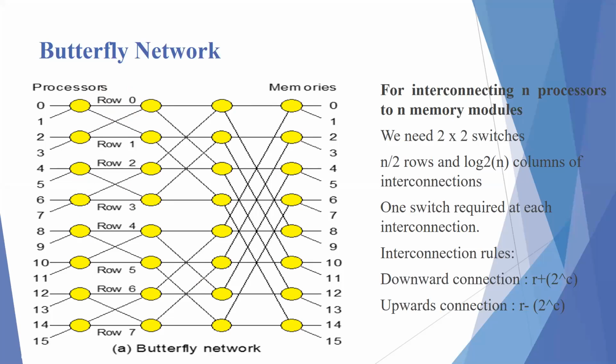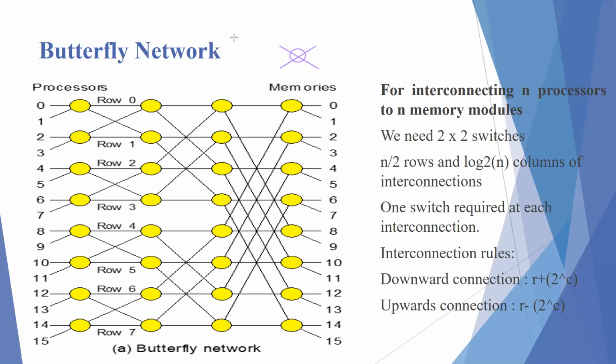Two inputs and two outputs. Very good. So if I talk about a 2 cross 2 switch, this will have two inputs and two outputs, right? So it is able to connect two inputs to two outputs, cross also and straight also.